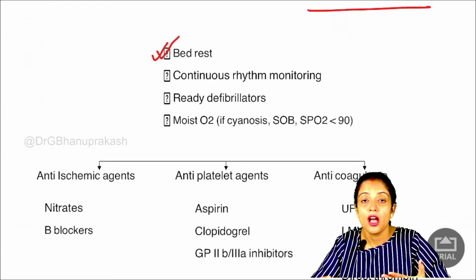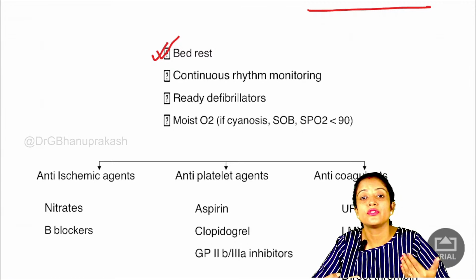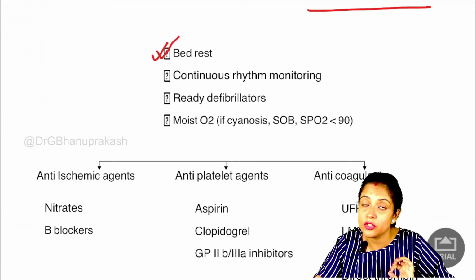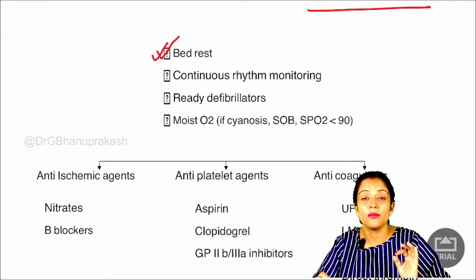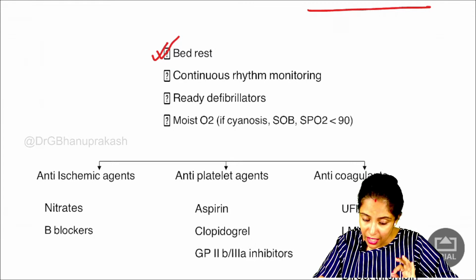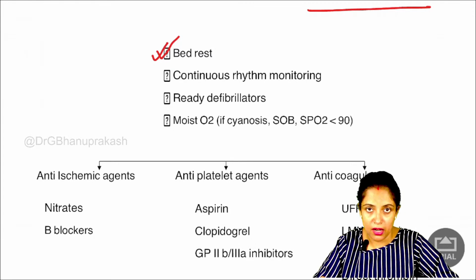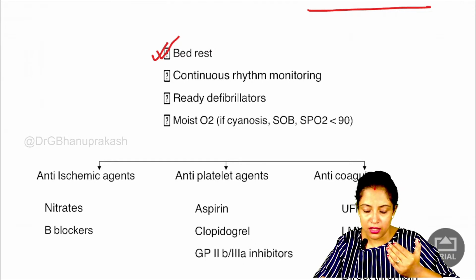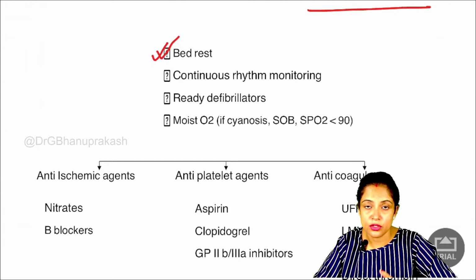Why bed rest? Because the heart is already diseased. We don't want cardiac workload to increase. If the patient is ambulatory, there will be an increase in cardiac workload, which we don't want. That's why we almost enforce bed rest for at least 6 to 12 hours. After that, the patient can be advised slow ambulation.